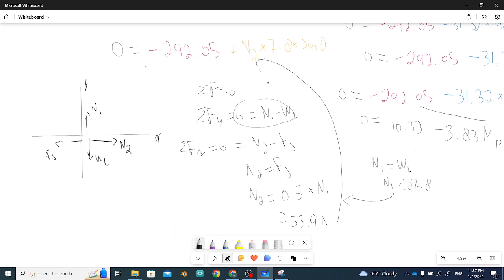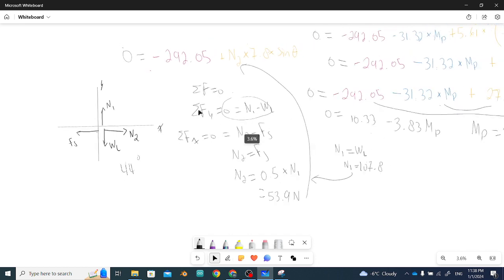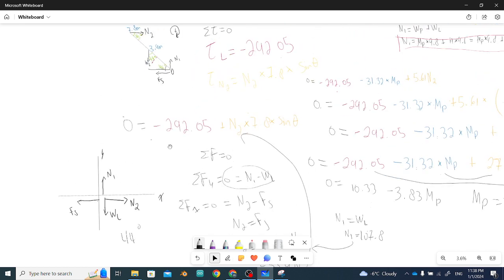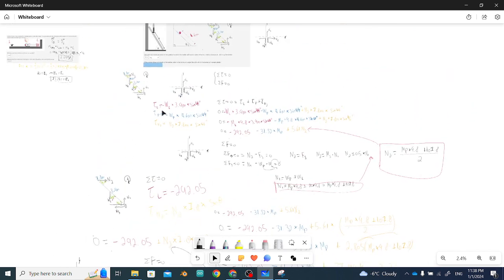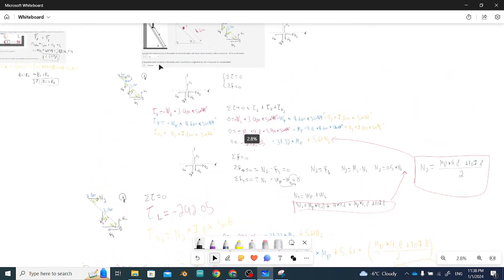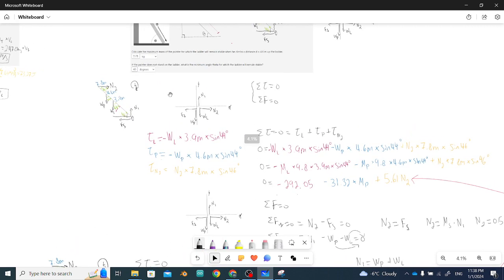So N2 is 53.9 times 7.8, and then we have 292.05. We take that on the other side, we divide that, and then we take the inverse of the sine, which gives us 44 exactly. So let's have a look at the answer. After all this, we have a look at the answer. And it's very small, but let's see. 45 degrees, so this is rounded up.